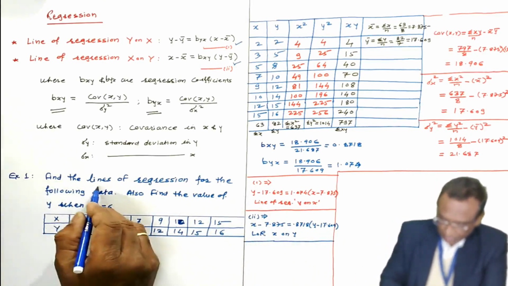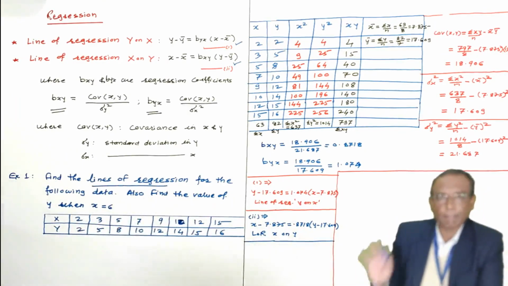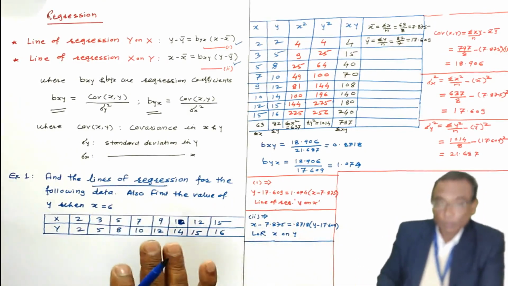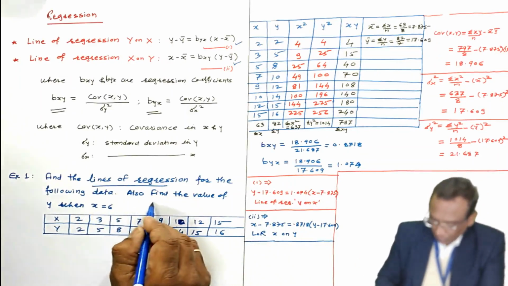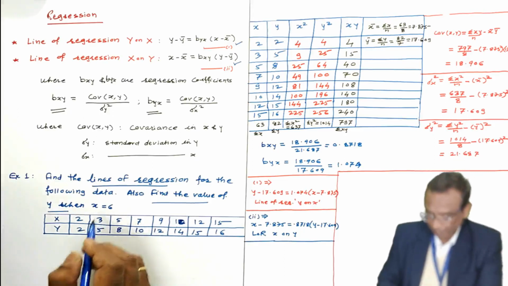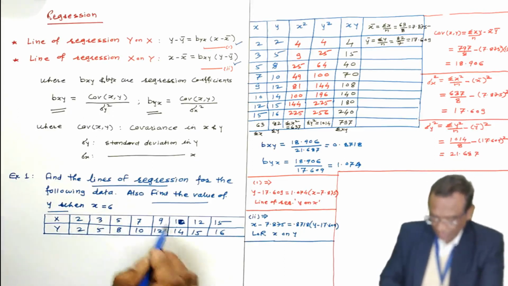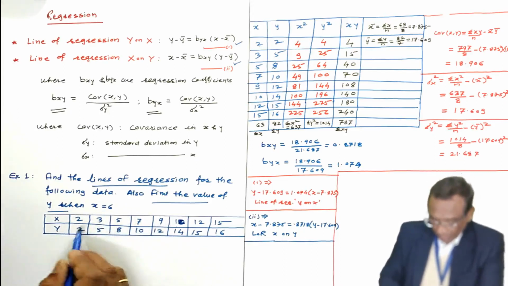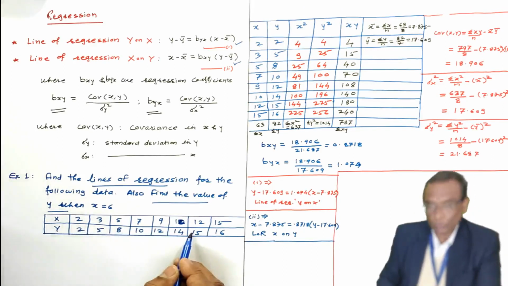What is the question? Find the lines of regression, that we have done. Here one more part is there: find the value of y when x equals 6. For x equal to 6, the value of y is not known to you.